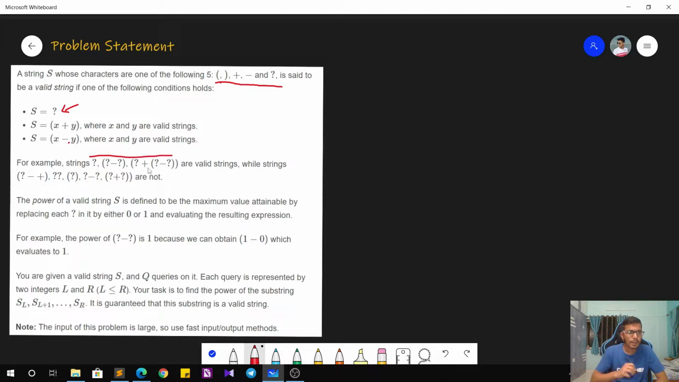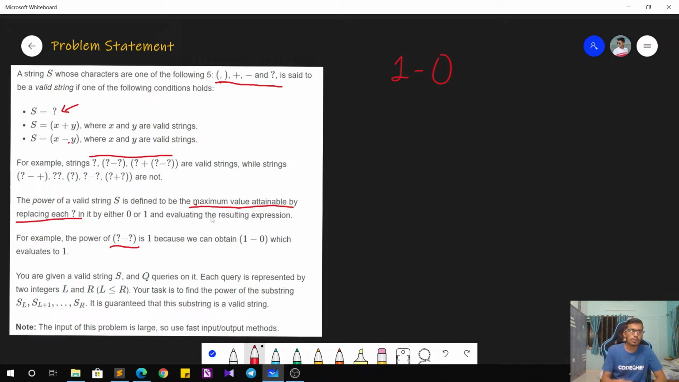You can see them. Now it is defined that the power of a valid string is the maximum value attainable by replacing each question mark by a 0 or a 1. Okay, so each question mark in the string, if we replace it either by a 0 or 1, then whatever is the maximum value attainable, that is the power of a valid string. So if you take this small example, say question mark minus question mark, the power of the string is 1 because the maximum value that we can have is 1 minus 0, that is 1.